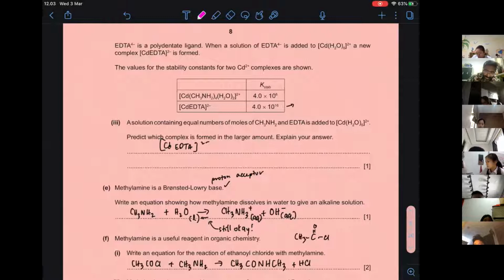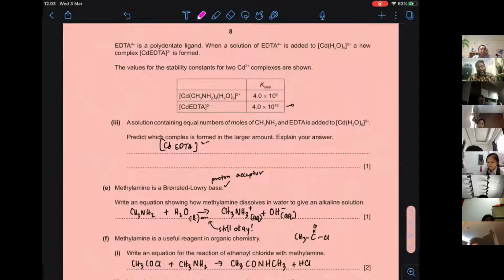EDTA4 minus is a polydentate ligand. When a solution of EDTA is added, a new complex is formed. So here you have two stability constants. A solution containing equal number of moles, so they are giving equal chances for the competition of this ligand exchange. They are telling us to predict which complex is formed in the larger amount.